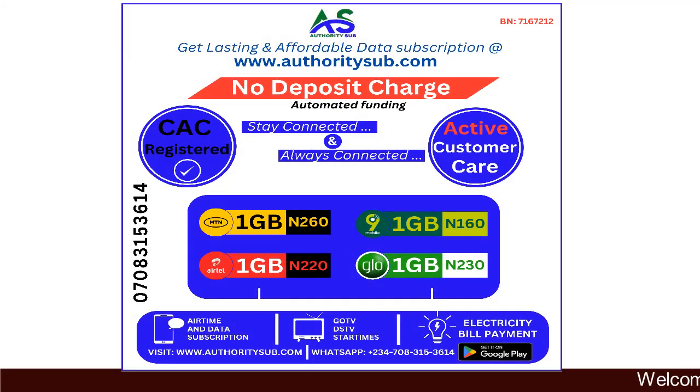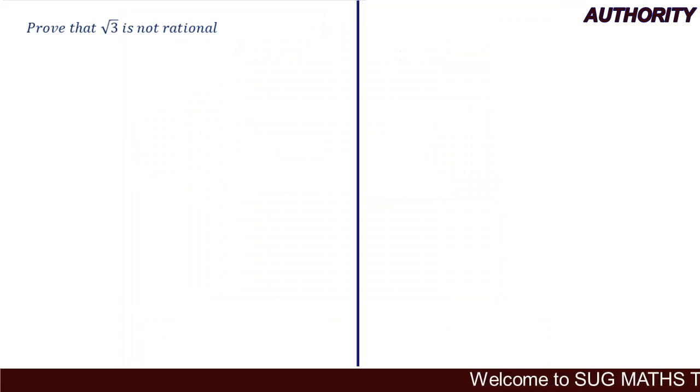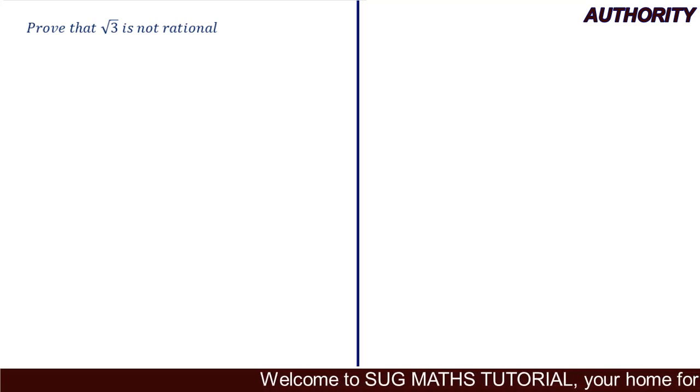Today, let's take a look at this simple question. We are asked to prove that root 3 is not rational. We are asked to prove that root 3 is not a rational number. And I'm very sure you are familiar with what we mean by rational numbers.